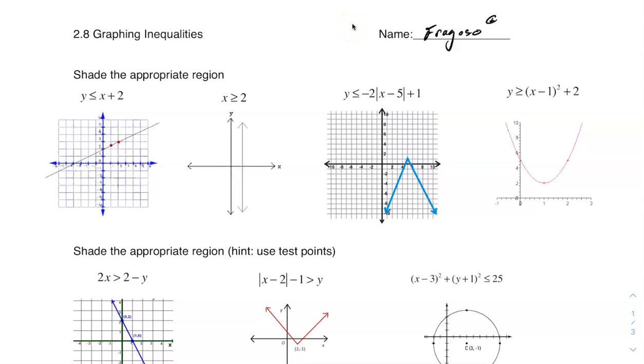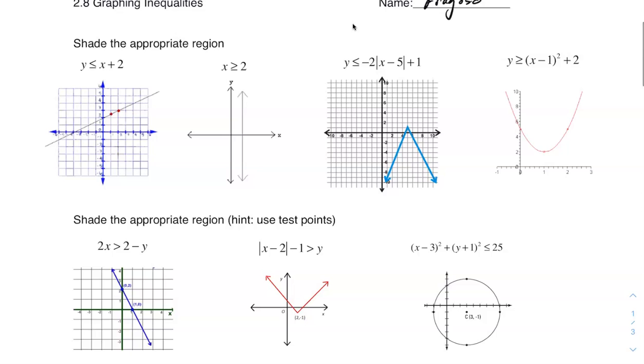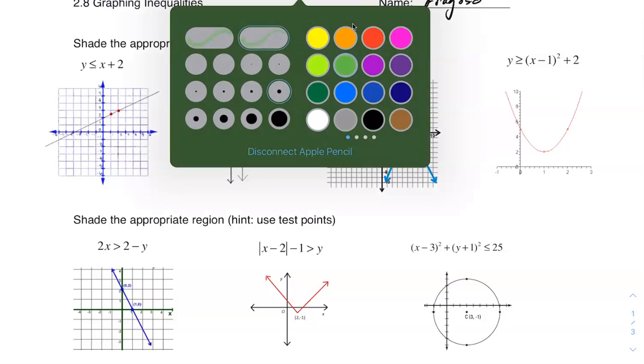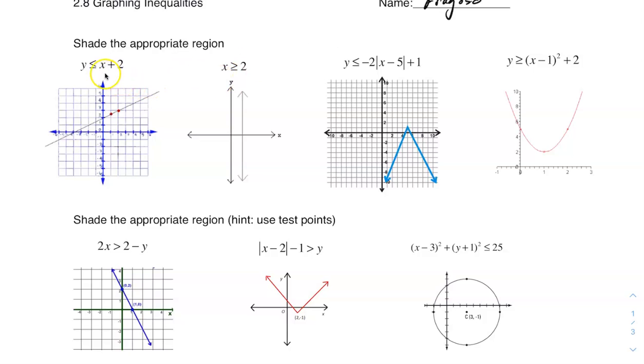Okay, 2.8, graphing inequality. So let's go to this worksheet. All they want me to do is shade the appropriate side. So the shortcut to this is, this is a less than sign. So it's less than, so I'm going to shade below the line. So all we're going to do is shade below, like that.